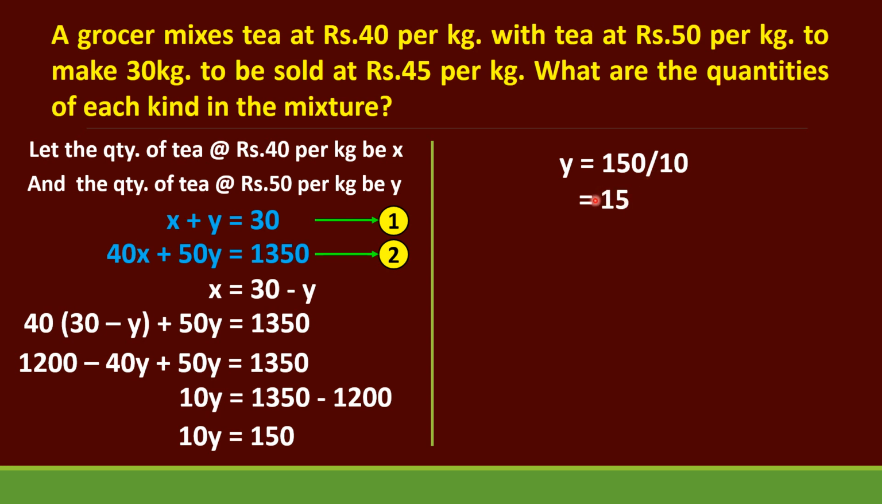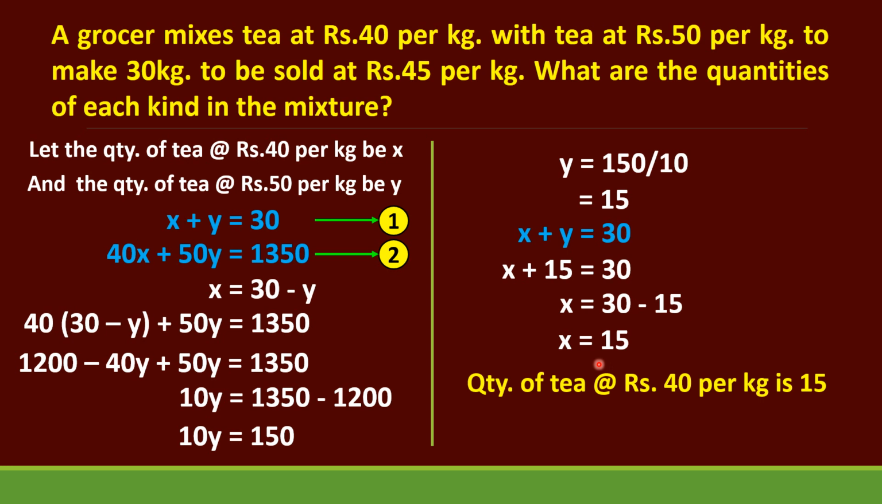Now we can apply this in any of these equations to find the value of x. Since this is the simplest equation, let us take that equation: x plus y is equal to 30. x plus 15 is equal to 30. So x is equal to 30 minus 15, that is 15. So the quantity of tea at rupees 40 per kg is 15, and the quantity of tea at rupees 50 per kg is also 15. That is why when we added these two quantities, we get 30 kilograms in the third bag. That is how we solve such a question.